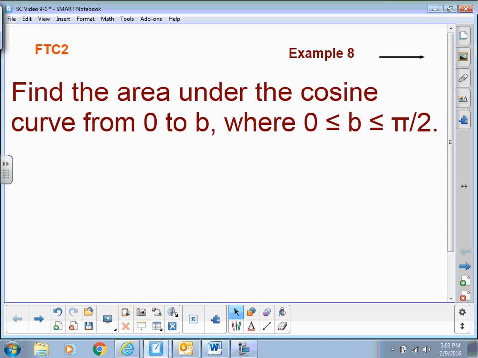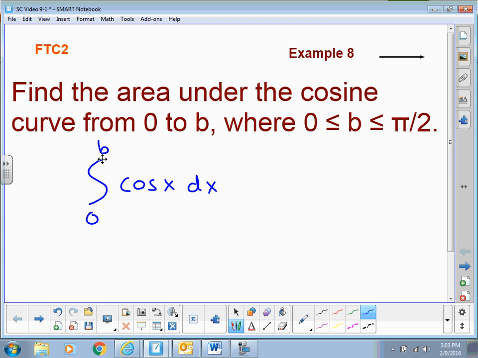So to start off this video, we're going to find the area under the cosine curve from 0 to b. So we will have the integral from 0 to b of cos x dx.